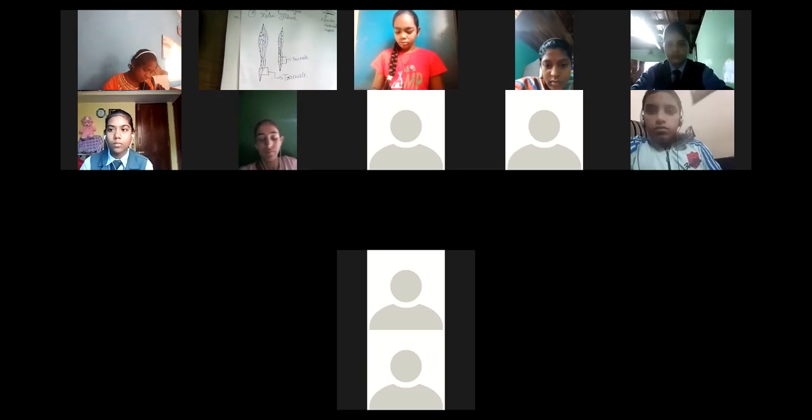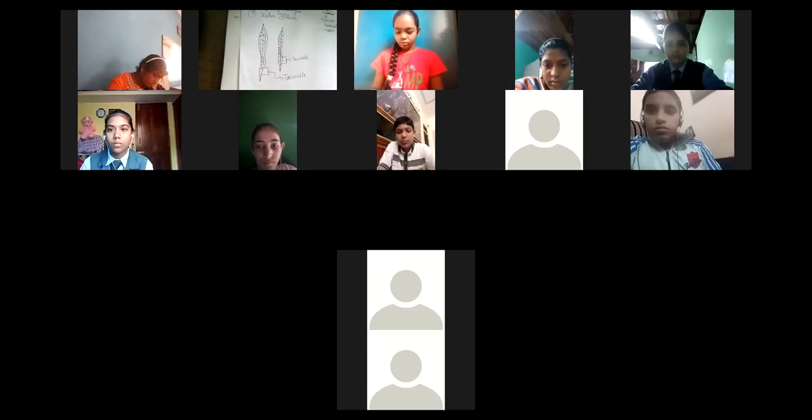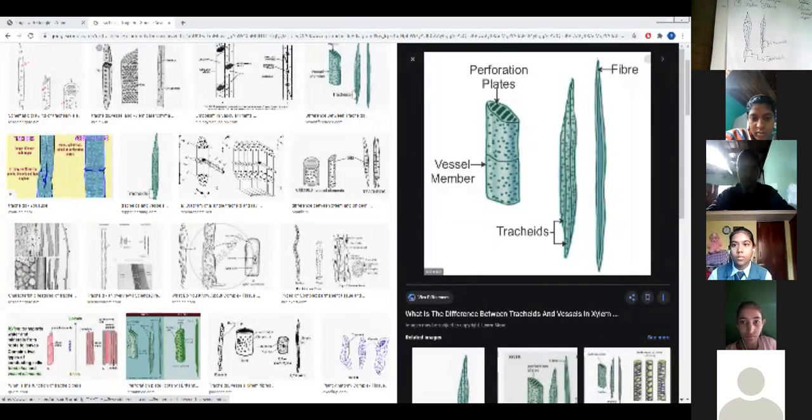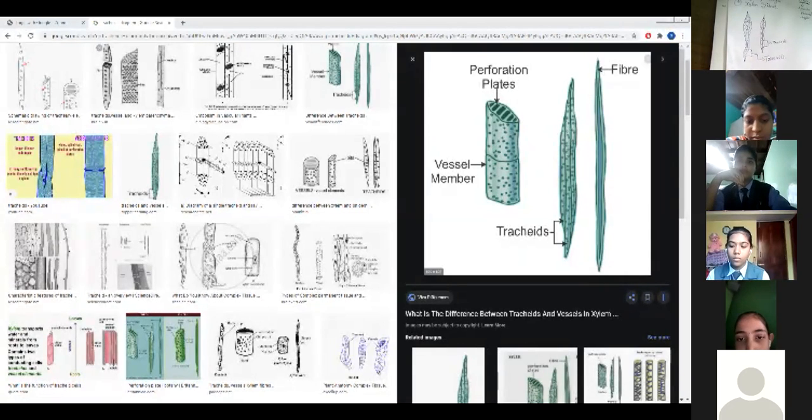My dear students, I'm sharing a tracheid diagram picture. Are you all seeing this? Yes, sir. So this is the diagram, my dear students. Just take it down. In the next class, I will continue with what are vessels, xylem parenchyma, and xylem fibers. Is it okay, my dear students? Yes, sir.